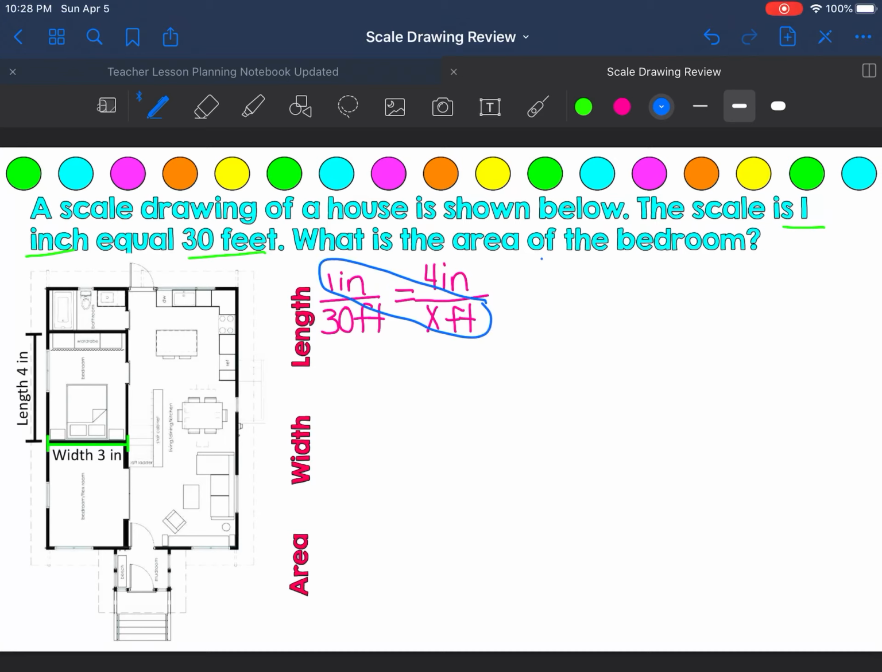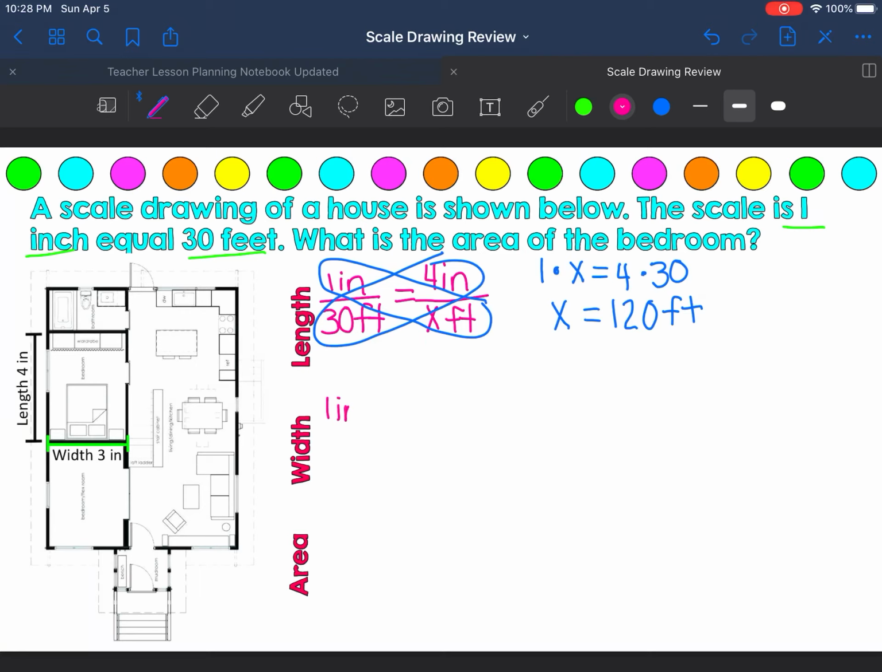Now that I've done this, I just need to cross multiply. So 1 times x equals 4 times 30. 1 times x is 1x, or x. Remember, it has a 0 at the end, so all I need to do is multiply 3 and 4, which is 12, and add that 0. So the actual length of my bedroom is 120 feet. I'm going to do the same exact thing I just did for length. I'm going to do it again for width.